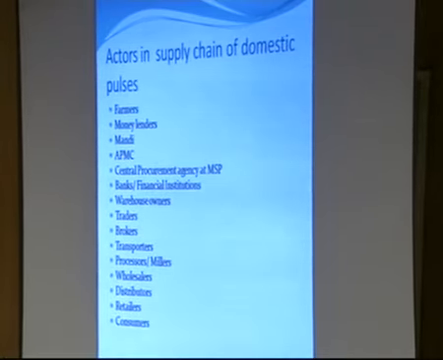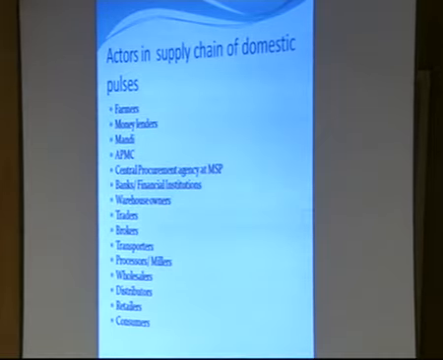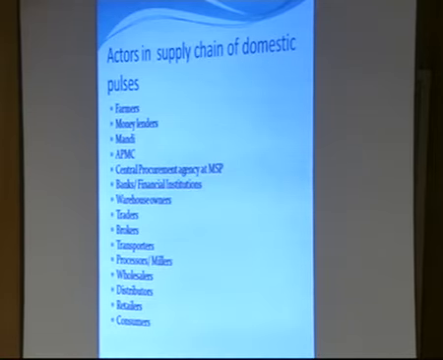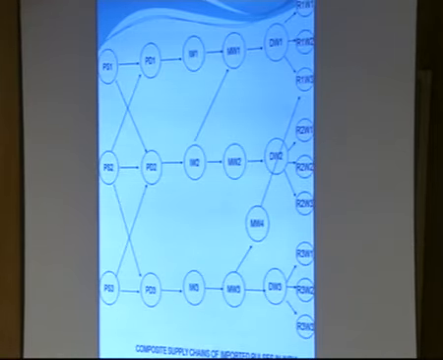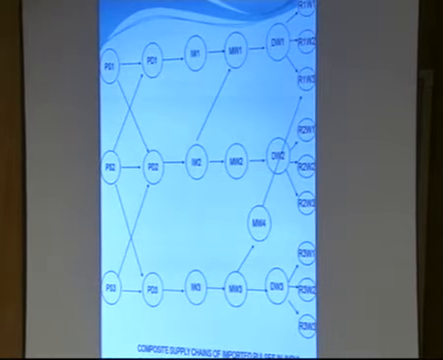And this is the domestic supply chain of farmers, money lenders, mandi, APMC. These are the different supply chains in domestic. So these two supply chains again mix, come together at the federal level or dal mill level. So this is what composes the supply chain import process.